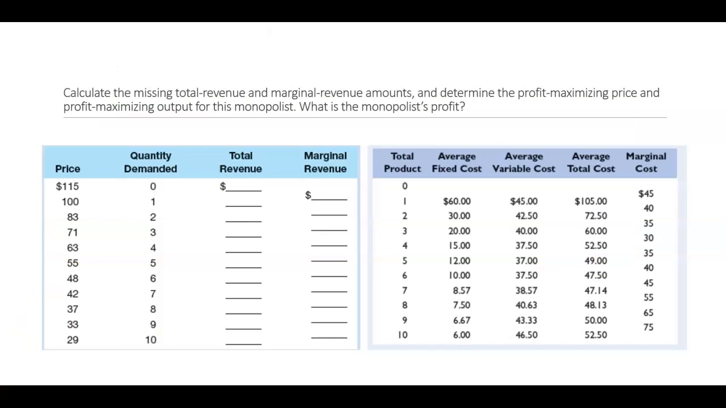So here's a problem for you to do. I'd like you to calculate the missing total revenue and marginal revenue amounts and determine the profit maximizing price and output for this monopolist. What is this monopolist's profit? So stop the video and take a moment to figure it out.